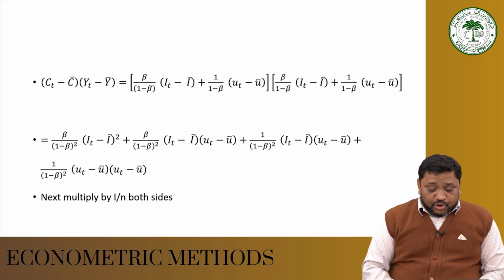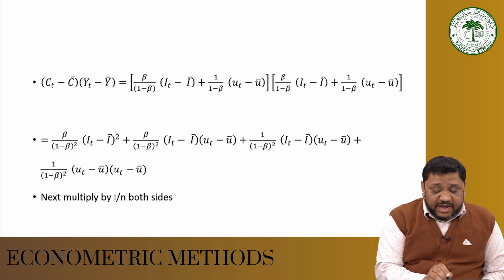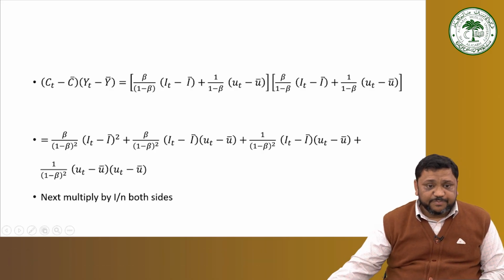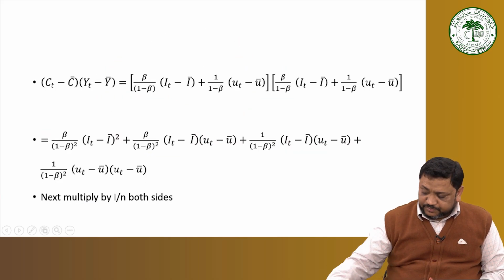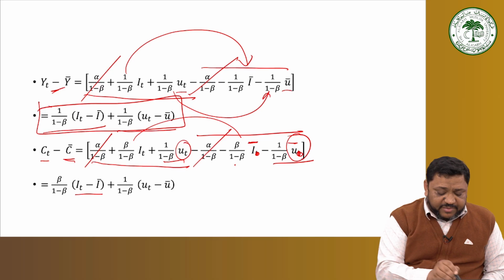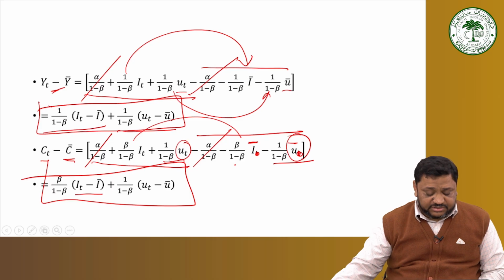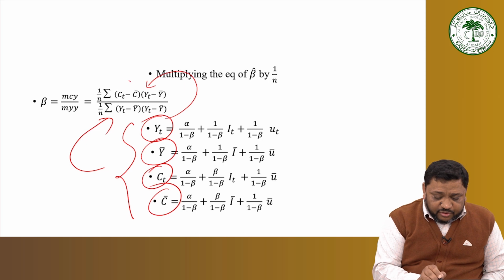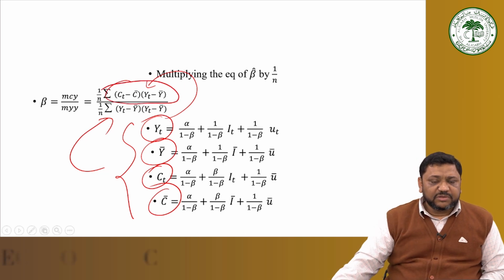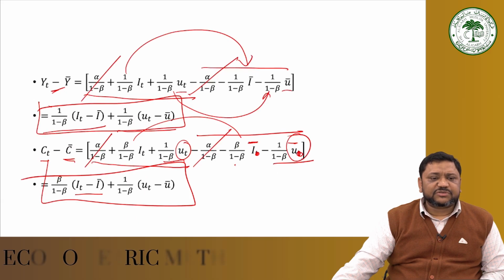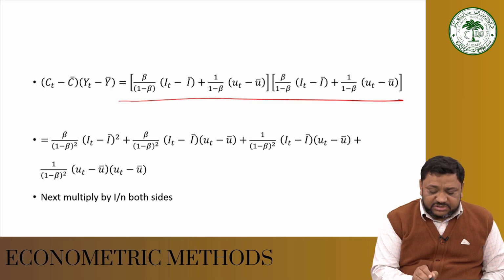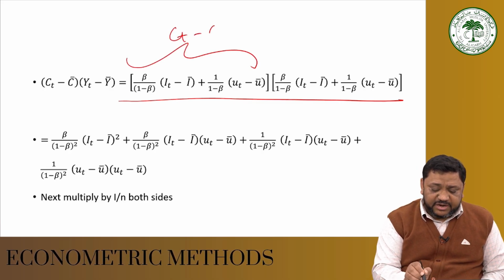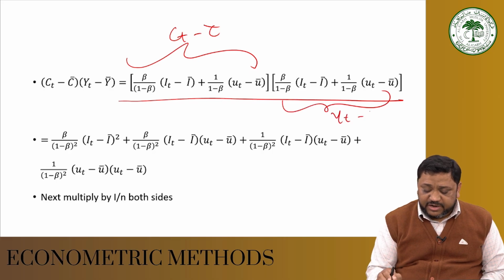So now what we had was ct minus c bar and yt minus y bar. We have just derived in the previous slide, this is for yt minus y bar, this is for ct minus c bar, and what we are basically trying to do is write down the equations for this model. So we can write it in this format. This is nothing but ct minus c bar, and this is nothing but yt minus y bar.